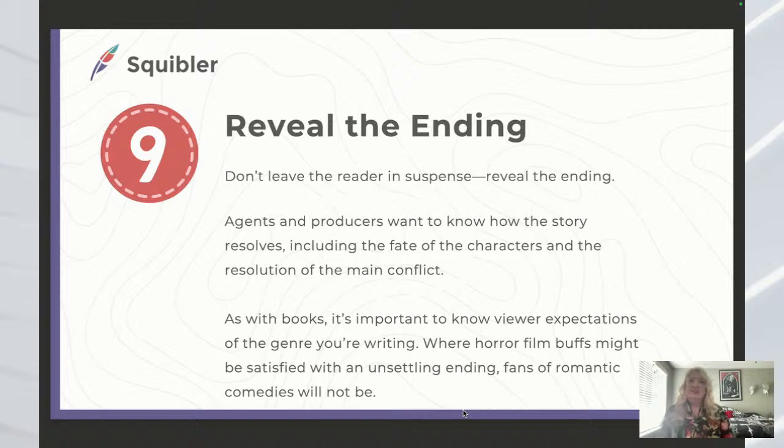The next tip is to reveal the ending, and this is similar to the book synopsis. Don't leave the reader in suspense. You should reveal your ending. Agents and producers, just like agents who read books, they want to know how the story resolves, including the fate of the characters and the resolution of the main conflict. As with books, it's important to know viewer expectations of the genre you're writing. Where horror film buffs might be satisfied with an unsettled ending, fans of romantic comedies will not be. So you want to make sure you know what viewer expectations are going to be for films as well.